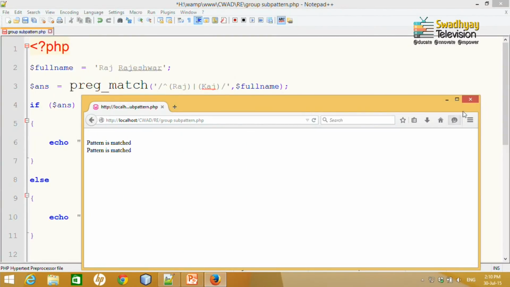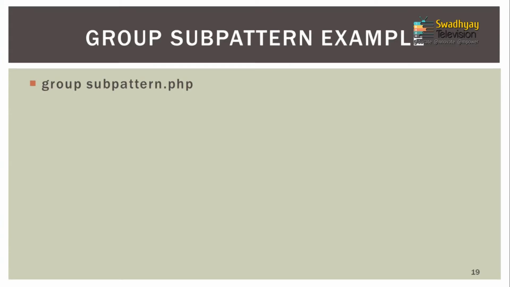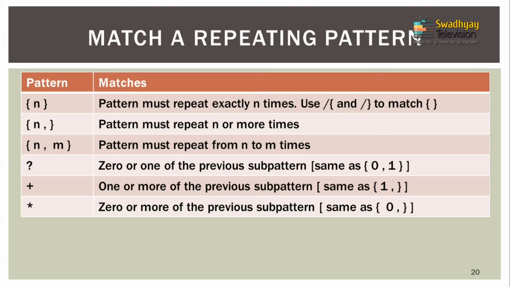So both the patterns match, right? So this is a sub pattern you can use. Now sometimes we may require that some pattern should be matched a number of times. If you would like to repeat a particular character, you can use a repeat pattern. If you provide n in curly braces, n can be any digit, so the pattern must repeat exactly n times.